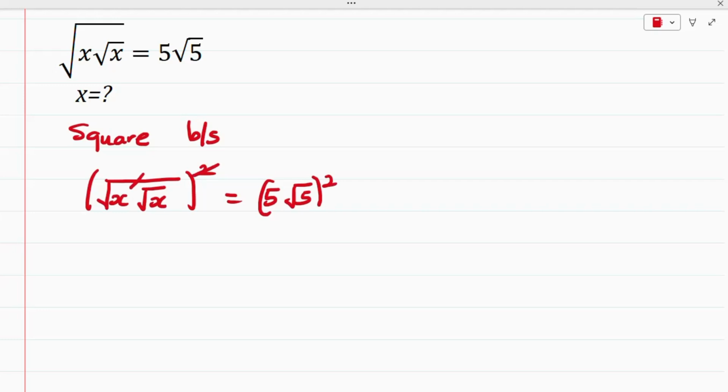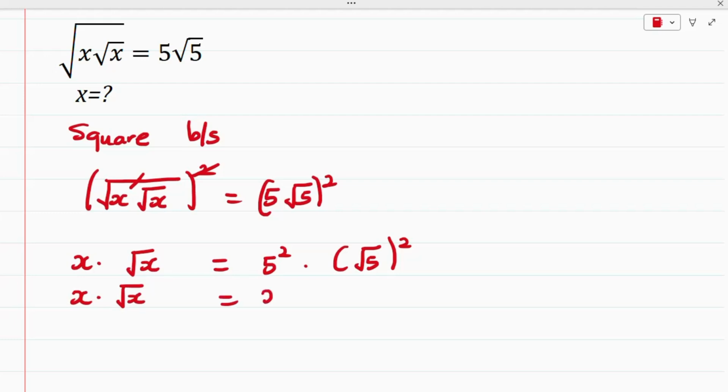So we have to simply square both sides right here. So this is going to cancel out this. So we have x multiply the square root of x is equal to 5 raised to the power of 2 multiply the root of 5 raised to the power of 2. So we have x multiply the square root of x is equal to 5 square is 25 multiply, this is going to cancel out this, we have this to be 5. So x multiply the square root of x is equal to 25 multiply 5, which is going to give us 125.